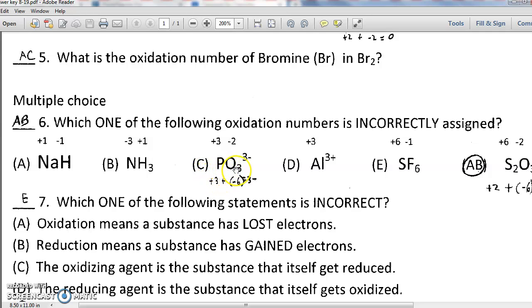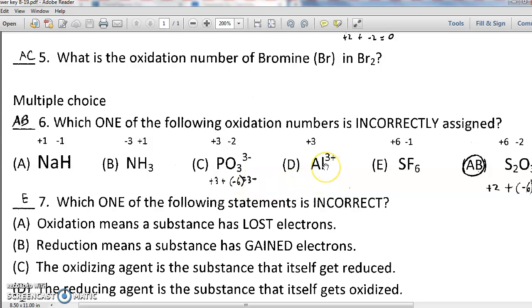Right here, PO3 3-, the phosphite ion. The oxygens get their -2. We've got 3 oxygens at -2 for a total of -6. The charge of this thing is 3-, so the oxidation numbers must add up to -3. Again, they wrote the 3- here. I would prefer if they wrote -3 because the oxidation number has to equal the charge. That means the phosphorus must be +3. +3 minus 6 is -3.